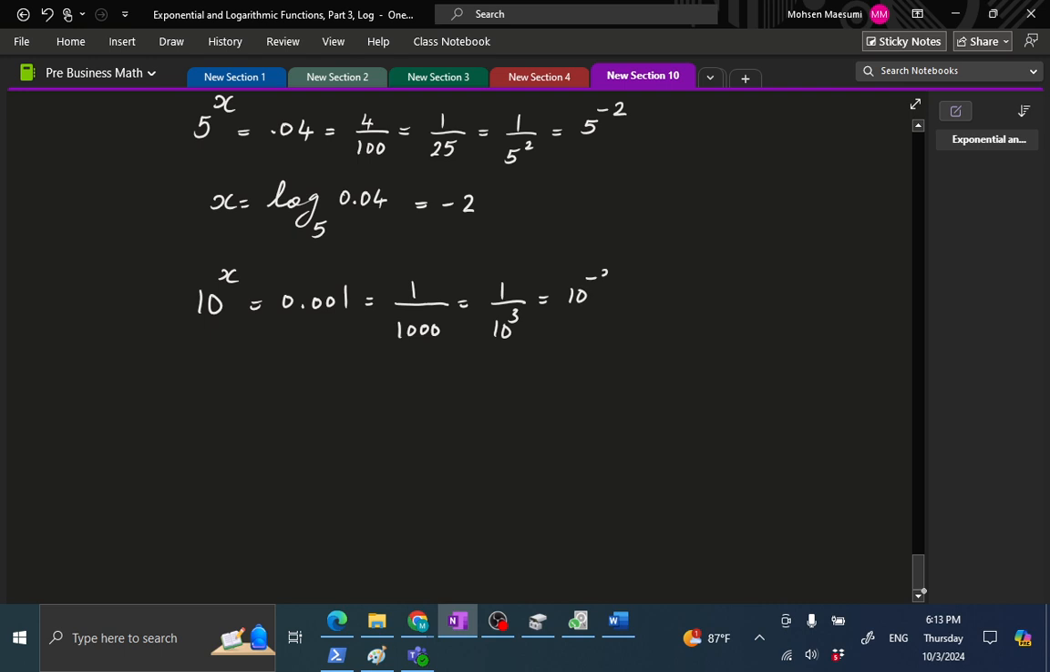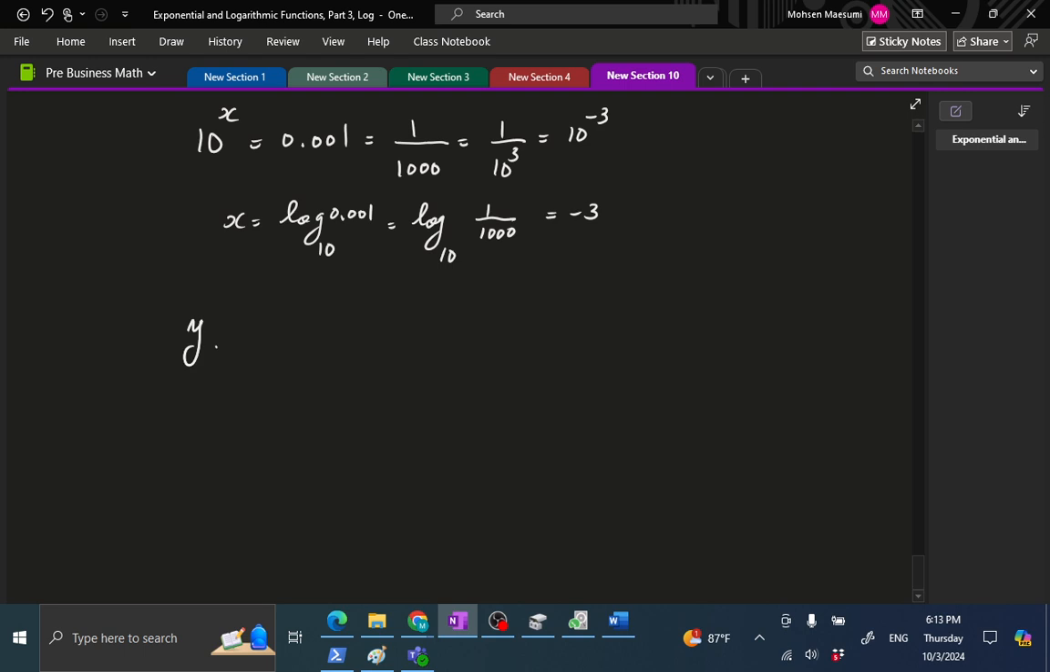It's 10 to the power of -3. So here x, I can write it as a logarithm of 1000 in base 10, or I can write my fraction just as a fraction in base 10, that is -3.